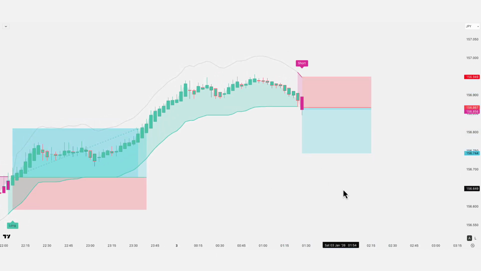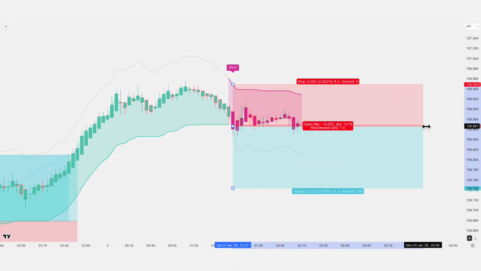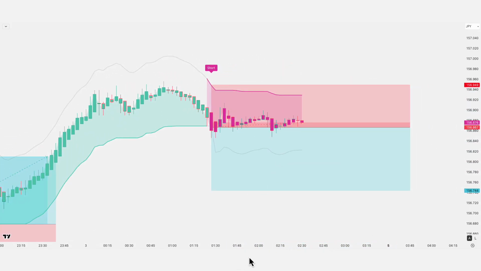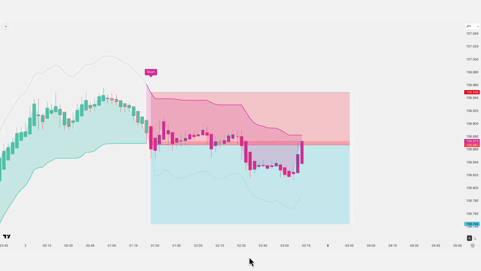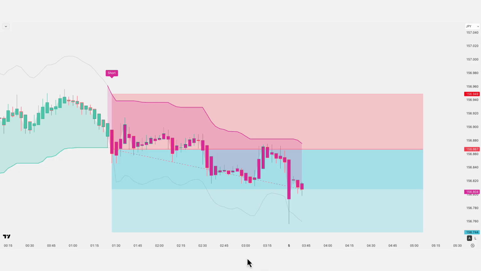Now take a close look at the chart. You can see two major colored trails here. Whenever the market enters bullish momentum, the green trail becomes active. And when the market turns weak or bearish, the pink trail starts taking control.